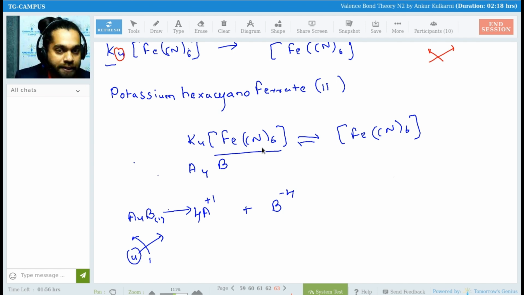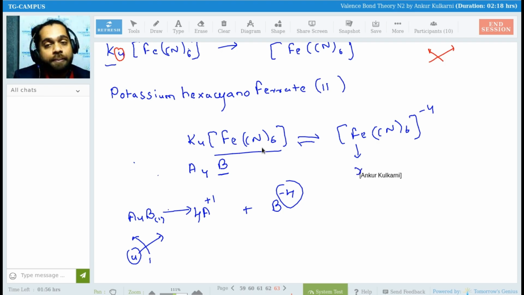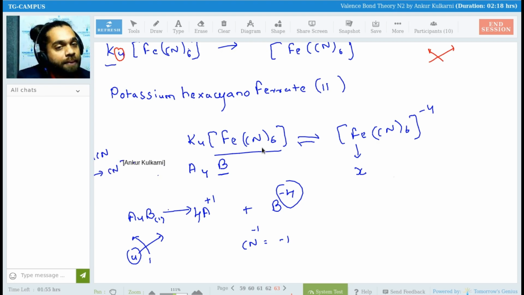Yes, Arjun, I'll come to that. Then 4 minus over here, correct? So minus 4 is this because B is your FeCN6. Clear? No doubt? Then we find out the oxidation state. Prashanti, how do we find out? I'll consider Fe because I am finding out the oxidation state of Fe. So Fe will be X. Now if you know the charge on single CN, Anthony, it is minus 1, because it is a polyatomic ion. For example, HCN, if I dissociate, what do I get? CN minus 1.